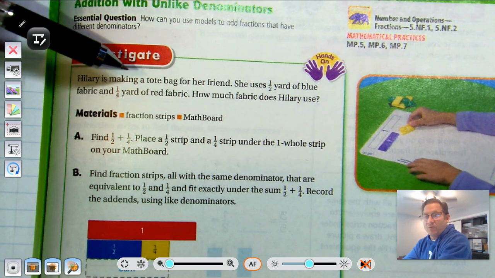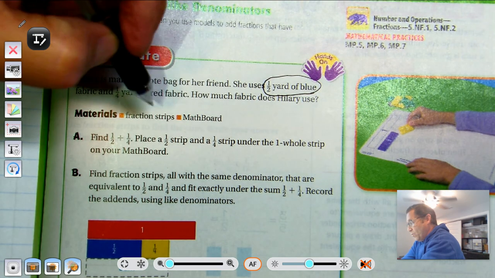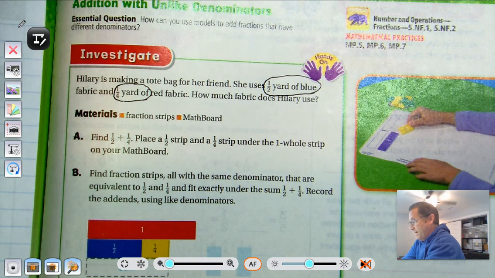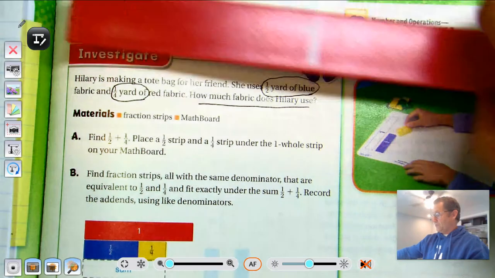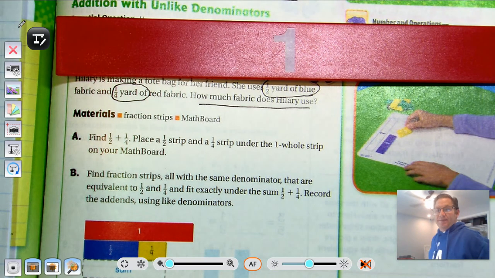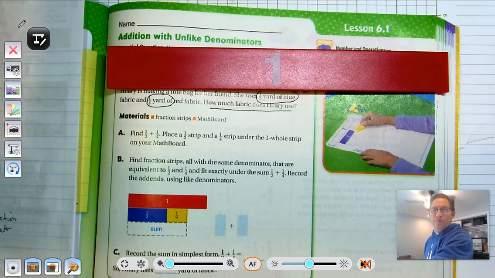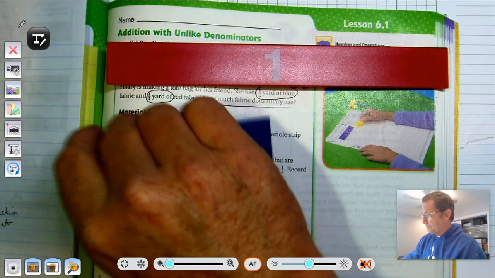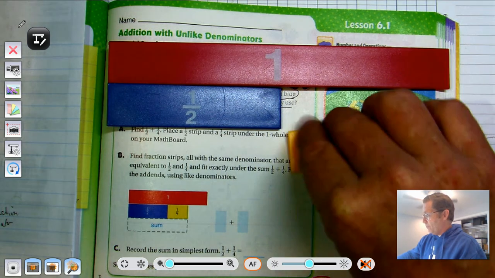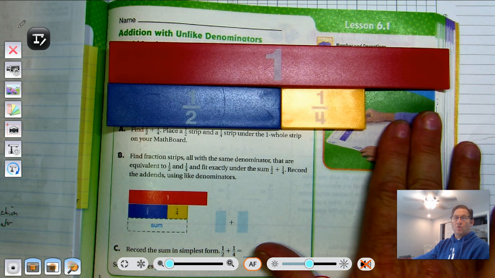Hillary is making a tote bag for her friend. She uses 1/2 yard of blue fabric and 1/4 yard of red fabric. How much fabric does Hillary use? Well, let's use one whole as a measure of one whole. Now we're going to find 1/2 plus 1/4. We can notice by comparing the size of the fraction strips that our sum is going to be less than one whole.